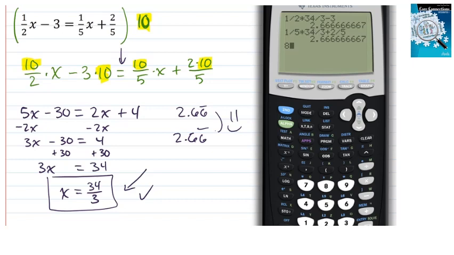So I hope that you do that. I really encourage you to check your answers like that, especially if they're not pretty answers and you want to check them with the fractions and you're intimidated by it. Please use your calculator and do that.